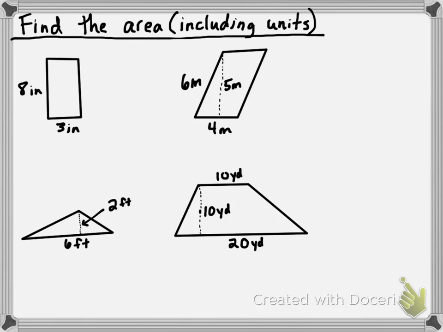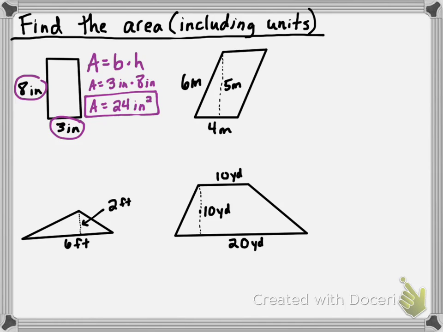Alright, so the first one is a rectangle. So I'm going to write the equation down. Area equals base times height. Again, base times height is the same as length times width for a rectangle. So I like to use base times height just so it's the same all the time. So it's the same formula for a rectangle as it is for a parallelogram. Alright, so that's just 3 times 8. But it's 3 inches times 8 inches. So that gives me 24 inches squared. That's the area of this rectangle.